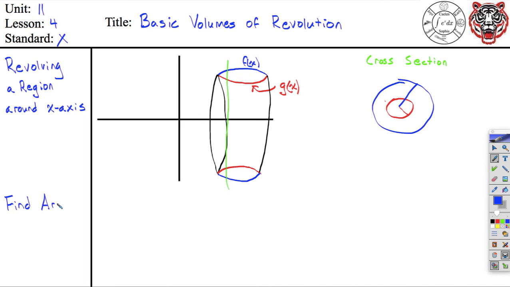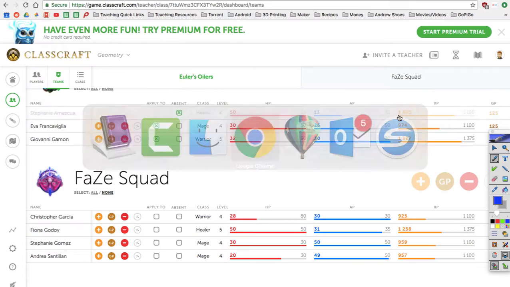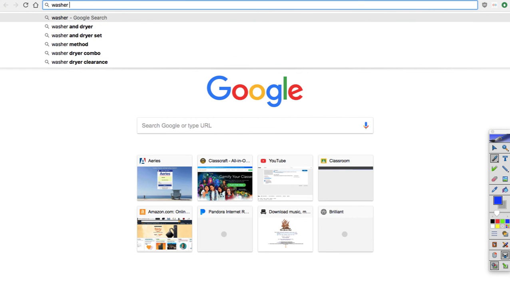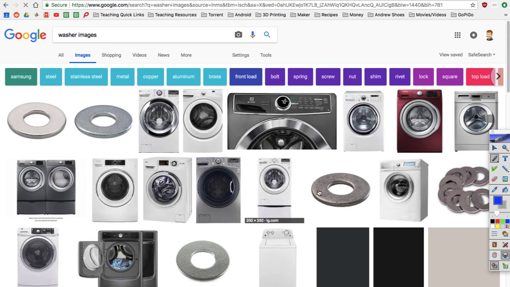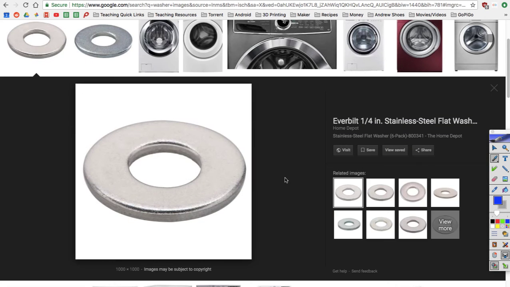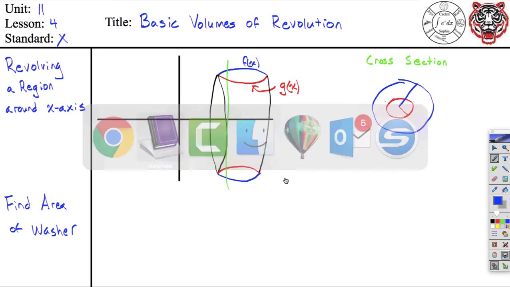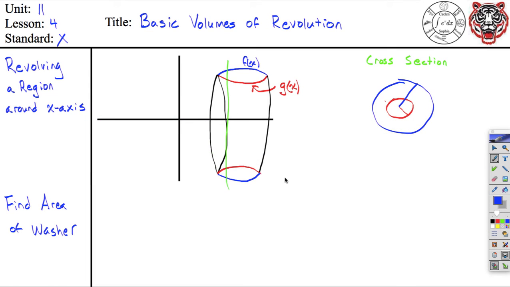Find area of washer. So the cross section here made a washer. Are we familiar with what a washer looks like? I don't know. Okay, so I can do a Google search here to show you what a real washer looks like. These are washers. These things right here. So it just looks like a washing machine. No. Okay, so how do I find the area of that washer?